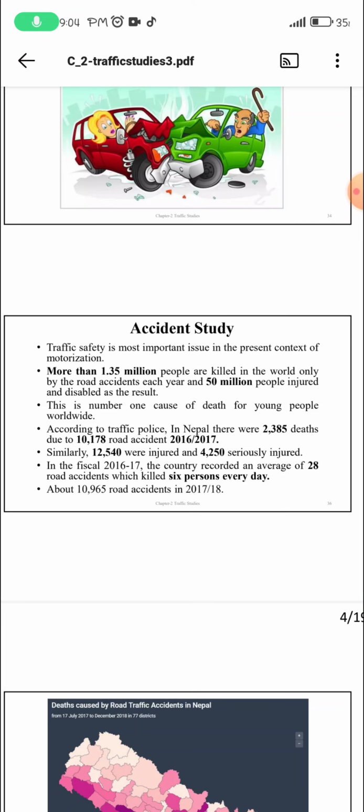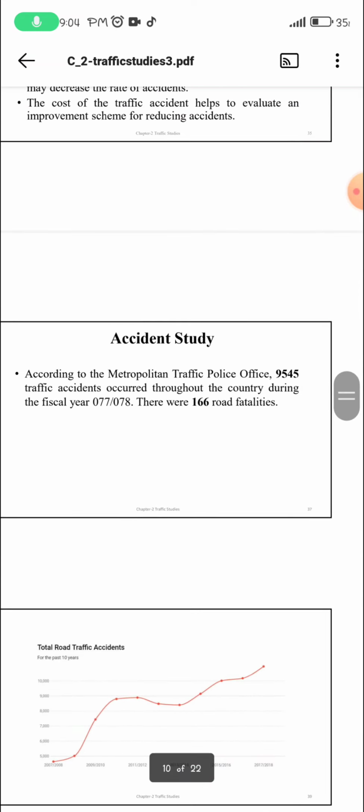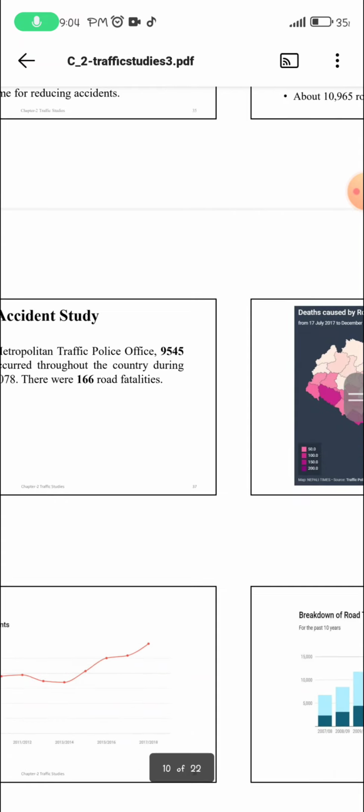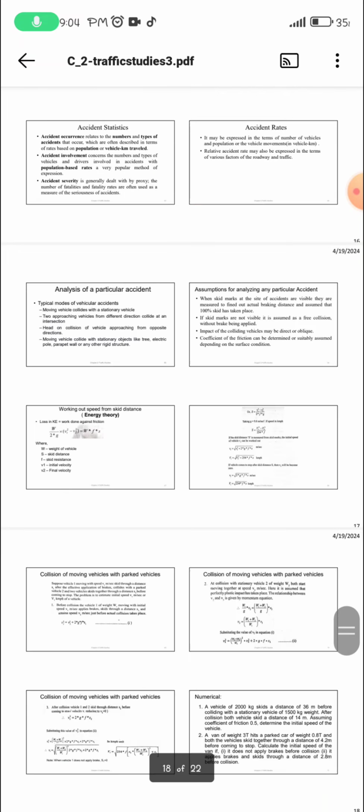About 10,965 road accidents in 2017-18. Accident study. According to the Metropolitan Traffic Police, 9545 traffic accidents occurred throughout the country during the fiscal year 077-078. There were 166 road fatalities.